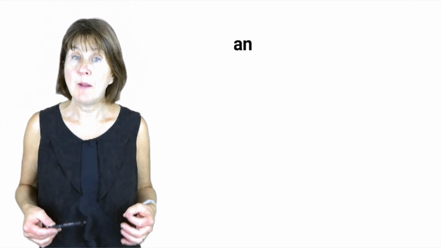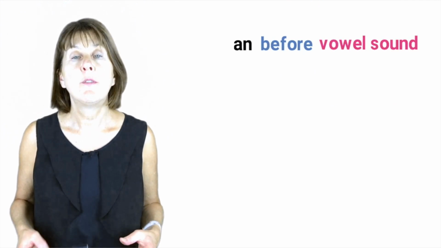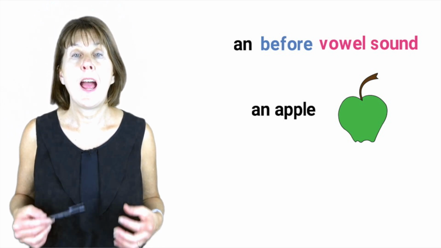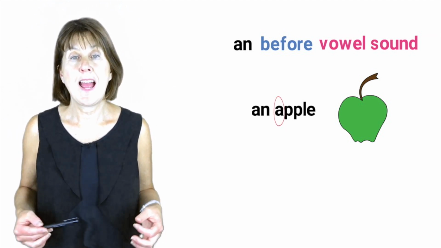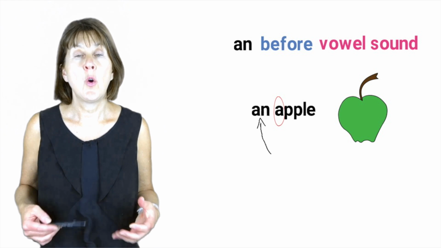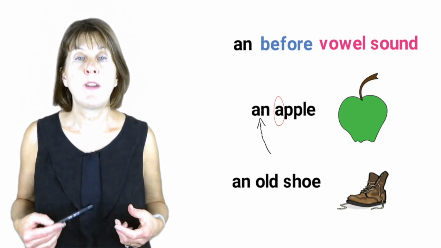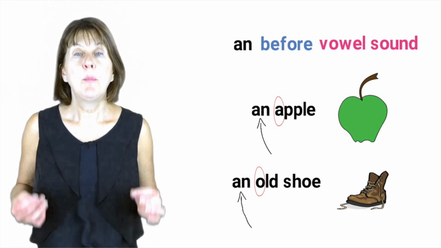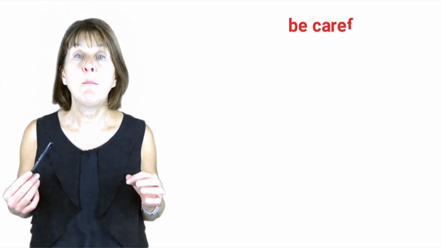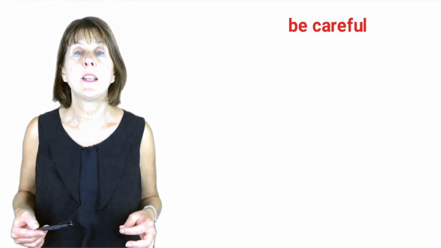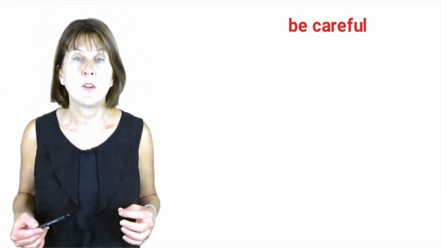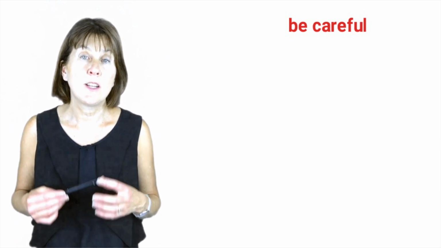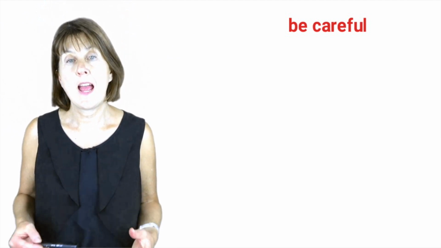Okay, we use an before a vowel sound. For instance, an apple. Here we have a vowel sound, a, so we use an. Or an old shoe. Here we have a vowel sound, o, so we use an. But again, be careful. The importance is the sound of the letter following the indefinite article. If the sound is a vowel, even if it's written as a consonant, we use an.